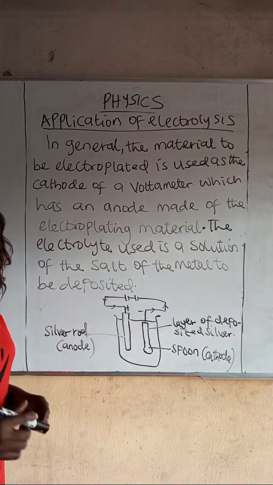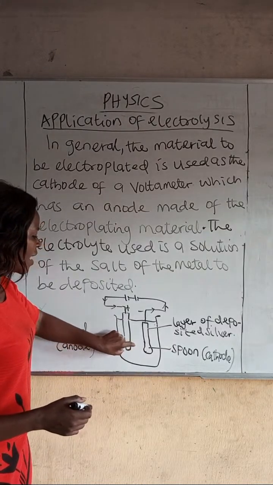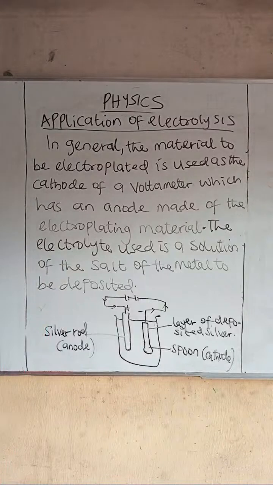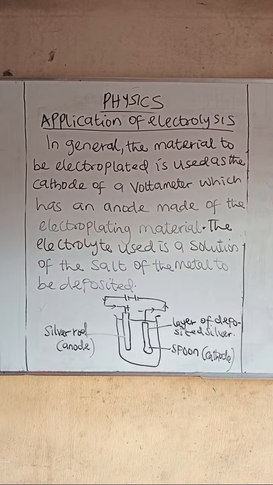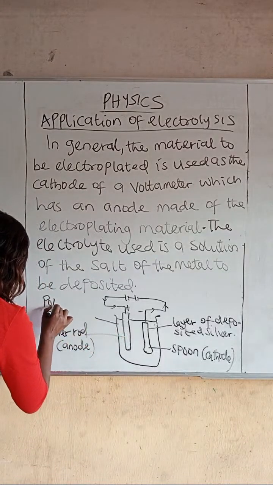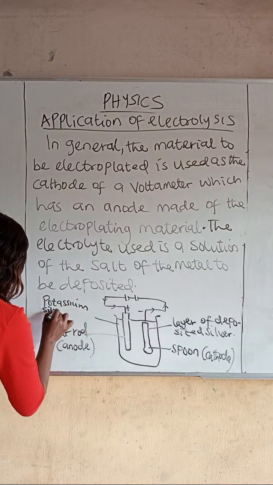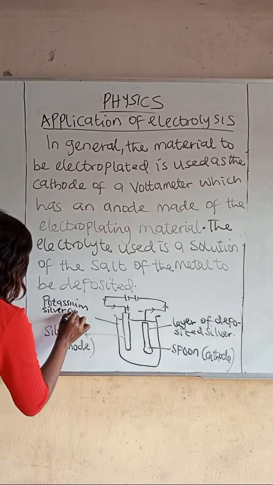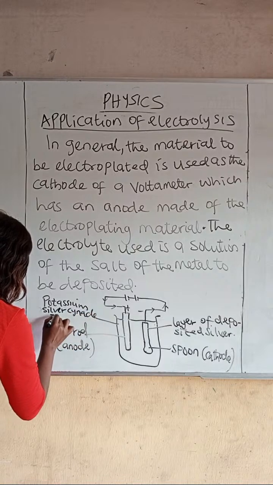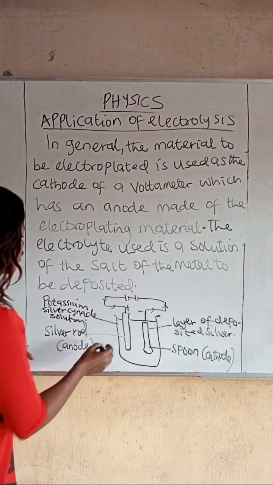Do you understand? During electrolysis, the electrolyte here is made up of, let me check what I have. Potassium silver cyanide solution. Okay, the electrolyte is a potassium silver cyanide solution. So the electrolyte itself is made up of what?